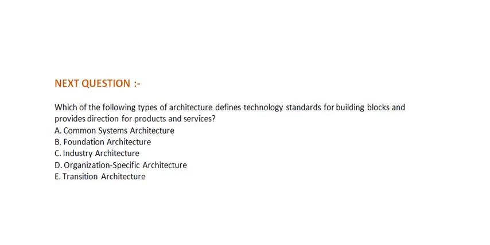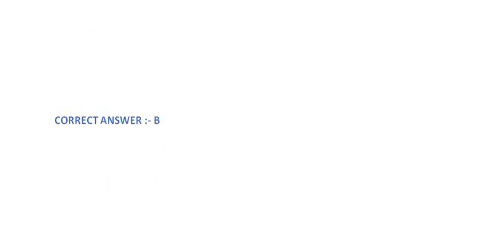Next question is, which of the following types of architecture defines technology standards for building blocks and provides direction for products and services? Option A, common systems architecture. Option B, foundation architecture. Option C, industry architecture. Option D, organization-specific architecture. And option E, transition architecture. The correct answer is option B.